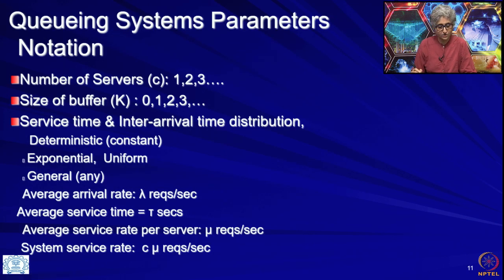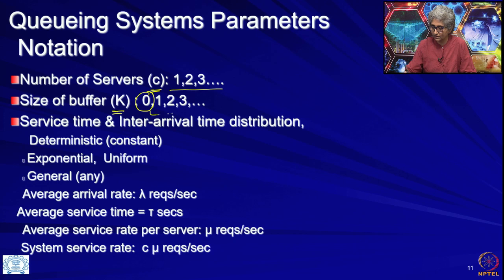And these descriptors actually have some standard parameter notations. The number of servers we will typically denote by C, and the values it can take are 1, 2, 3 and so on. Size of the buffer we show by capital K. Note, it can be 0. Sometimes there are queuing systems in which there is no queue.